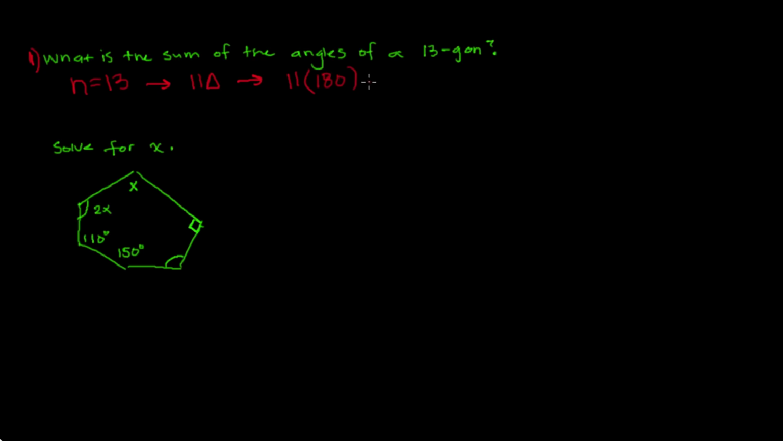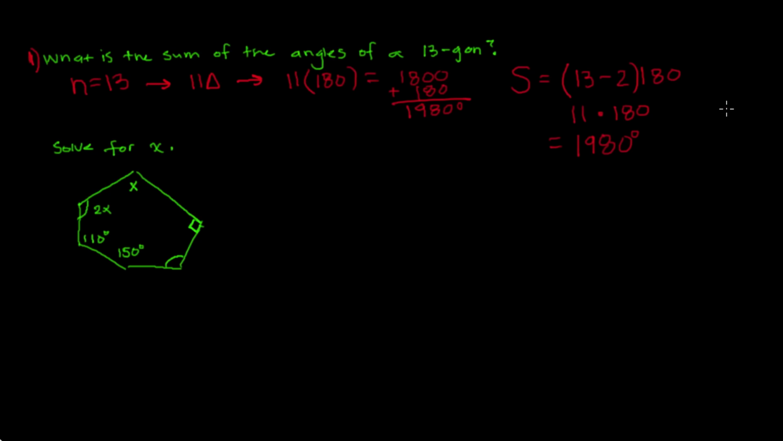So we can multiply the 11 times 180. This is going to give me 1,800 plus the 180. So this is me multiplying, that's 11 times 180 right there, and this comes out to 1,980 degrees. So my answer is that the sum of the angles of a 13-gon is equal to, and this is the equation you can get from the textbook, the number of sides, which is 13, minus 2, times 180, or 11 times 180, which is equal to 1,980 degrees. Okay, so that's what we talked about on, was it Wednesday?